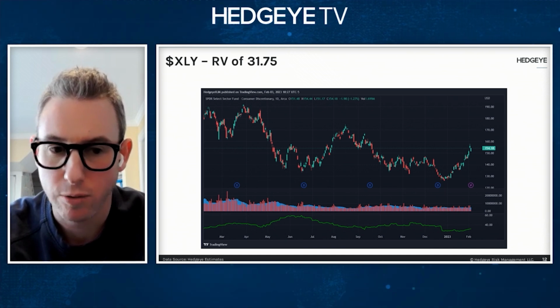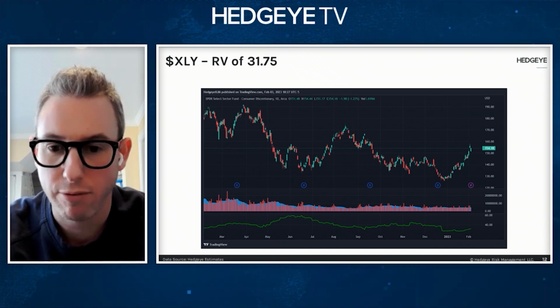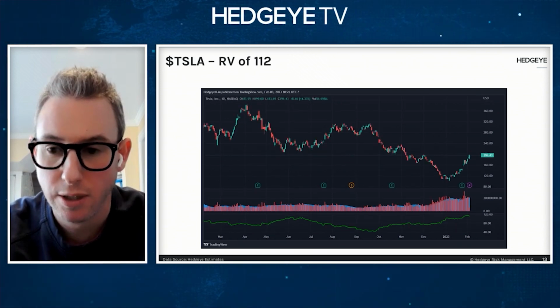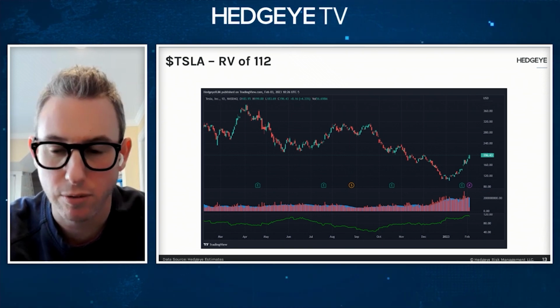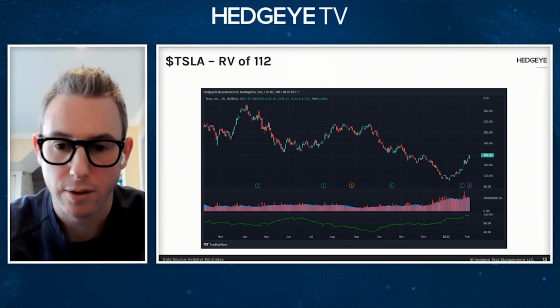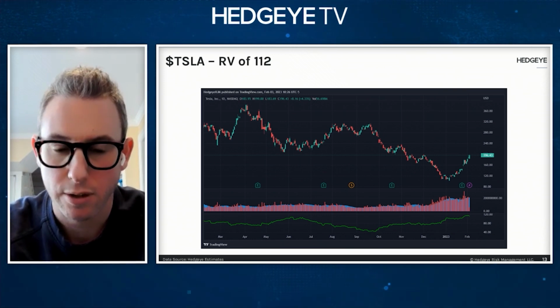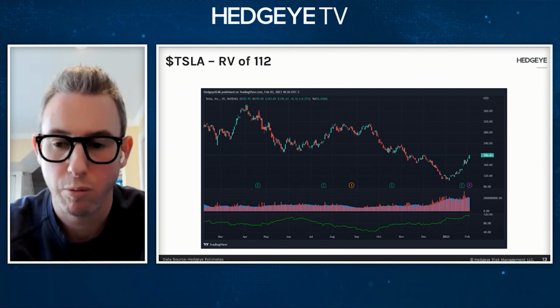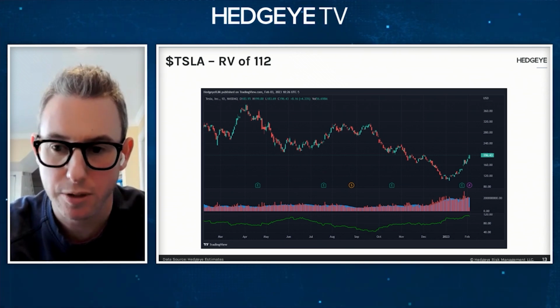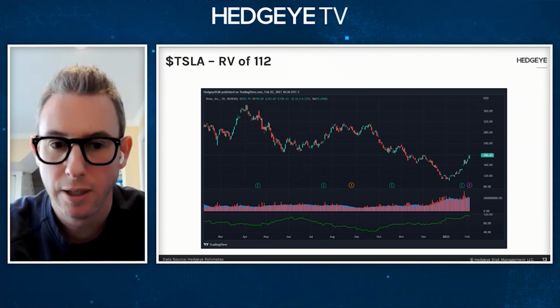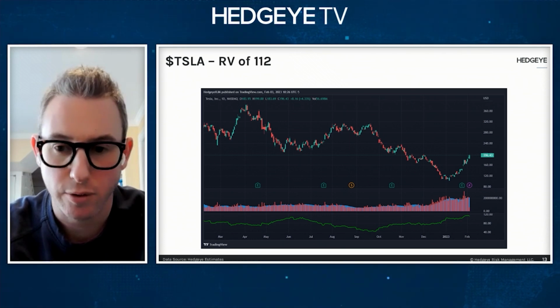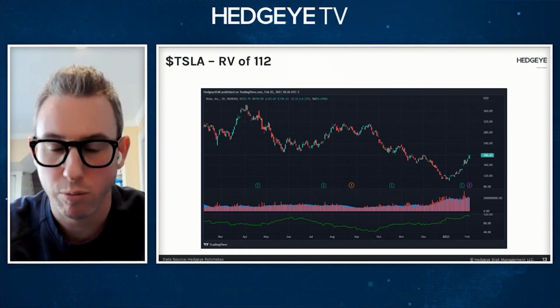And so again, this is where XLY is a 31.75 RV, but then if you pull up Tesla, the next slide, Genron, it's a 112. So that's like 3x the amount of volatility inside of one stock versus, if you're short XLY versus short Tesla. I'm bringing this up because from a portfolio construction, portfolio management, and risk management standpoint, you need to be aware of the volatility of the piece of inventory that's going into your portfolio.